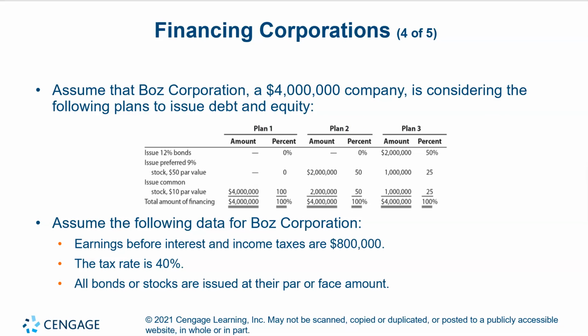Okay, so let's look at an example. Bose Corporation, a $4 million company, is considering the following plans to issue debt and equity. So they want to borrow or issue stock and receive $4 million. And they've got to think about, do they want to issue stock or bonds or a combination of both? And what will the impact be on earnings per share? Which of these choices will give them the strongest earnings per share? So they'll give us a lot of information. For example, they'll tell us your net income, how much your income taxes are, what your tax rate is, and then we will do the calculation to see which is best.